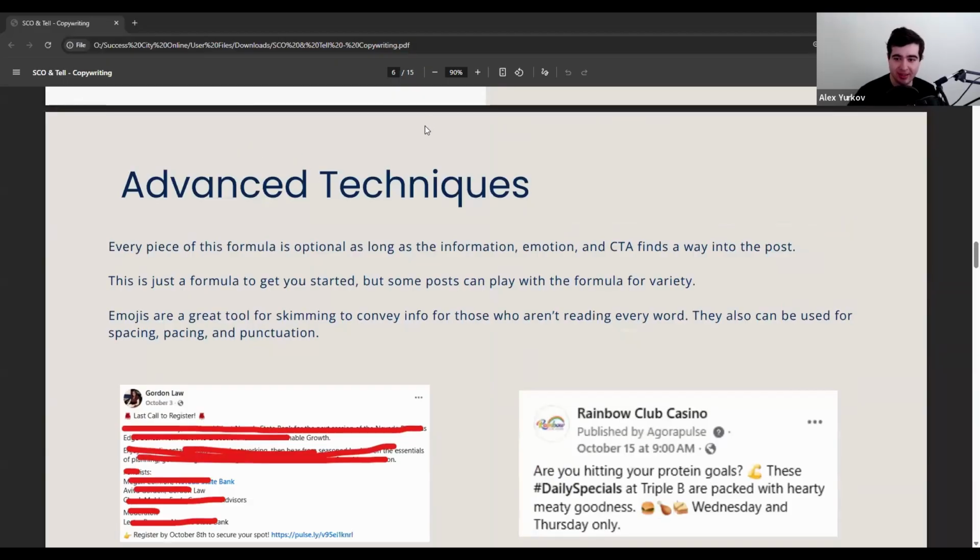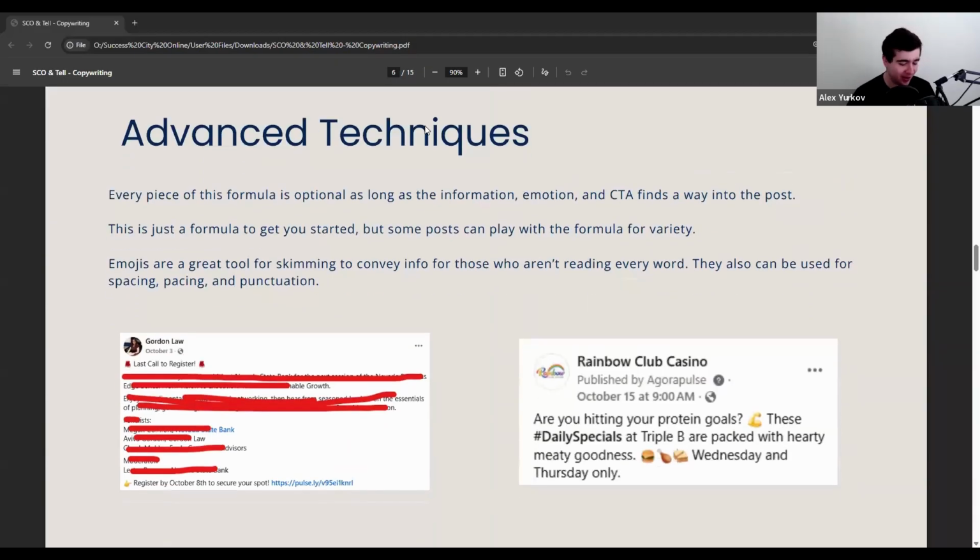Advanced techniques. These are some things I've learned over the years. Every piece of this formula is optional as long as the information, the emotion, and the call to action find a way into the post. So it'll depend on timing, client, and what we're including, and sometimes we can play with that formula. Some posts can play with the formula for variety.